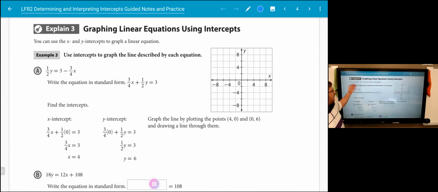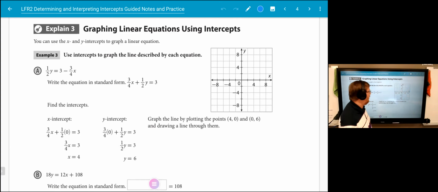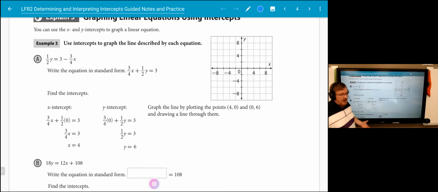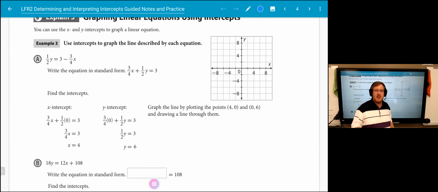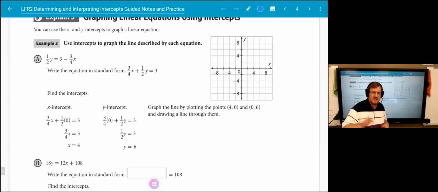Graphing linear equations using intercepts. In other words, taking the points, the intercepts that we just found, and now running a graph through them. Okay, let's go ahead and do that. You can use the x and y intercepts to graph a linear equation. That's absolutely true, because all you need is 2 points to define a line or a line segment. Again, we'll talk about that. It says use intercepts to graph the line described by each equation. I have 1/2 y equals 3 minus 3/4 x. Fractions, but it's okay. We can do this part, okay?